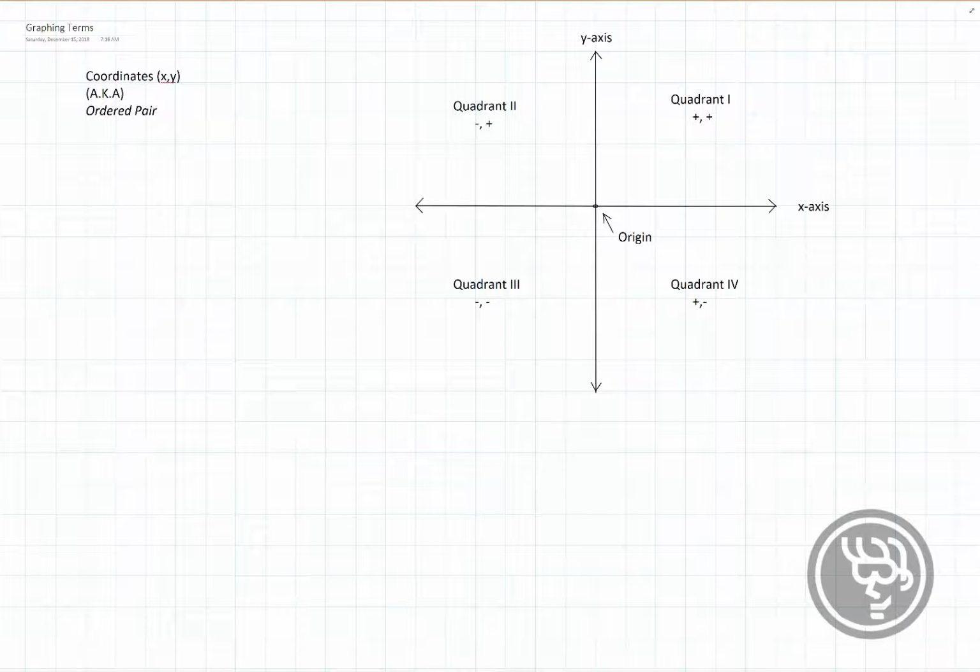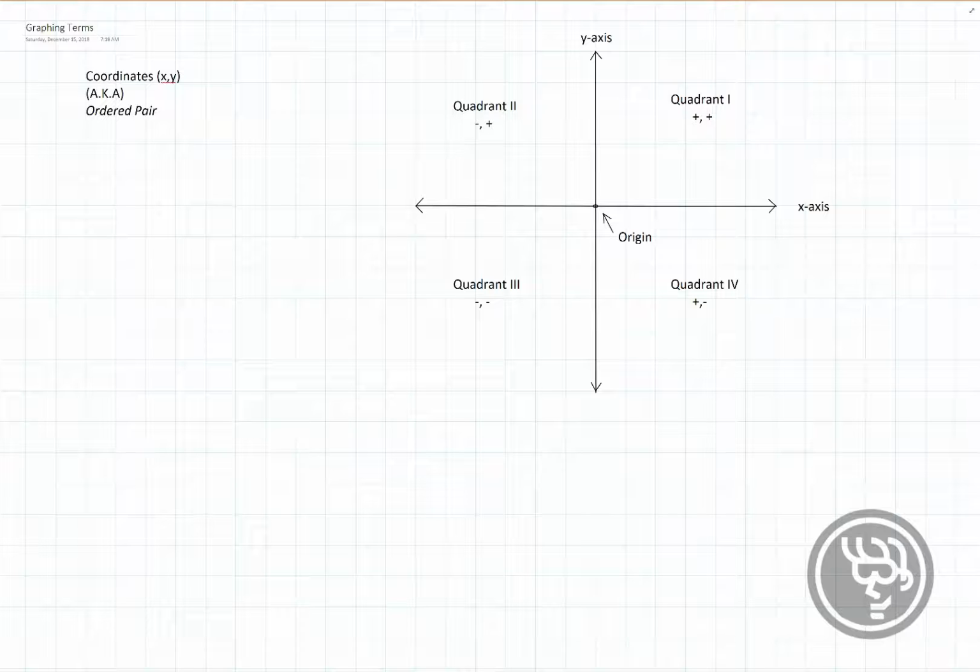Okay, in quadrant 1, everything's going to be positive. Your y's and your x's are positive, so this is what it's going to look like, a plus and a plus. Quadrant 2, your x's are negative, but your y's are positive on this side. Quadrant 3 is the opposite of quadrant 1. Both are negative, so you have a negative and a negative. Quadrant 4, you're going to have a positive x, but a negative y.